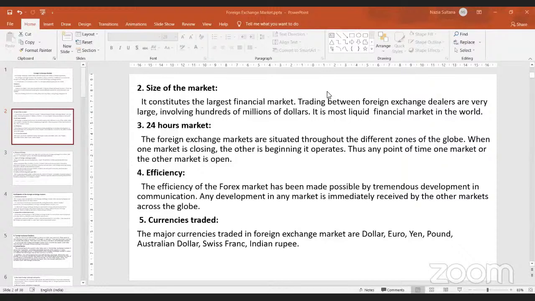So you are talking about dealings which are happening in hundreds of millions of dollars and euros and pounds and yen or franc and rupees and all. It is one of the most needed markets in the world because it provides liquidity to the entire world. So you have the size of the market, which is very large. It is one of the largest markets in the world. And this market does not operate based on timings.